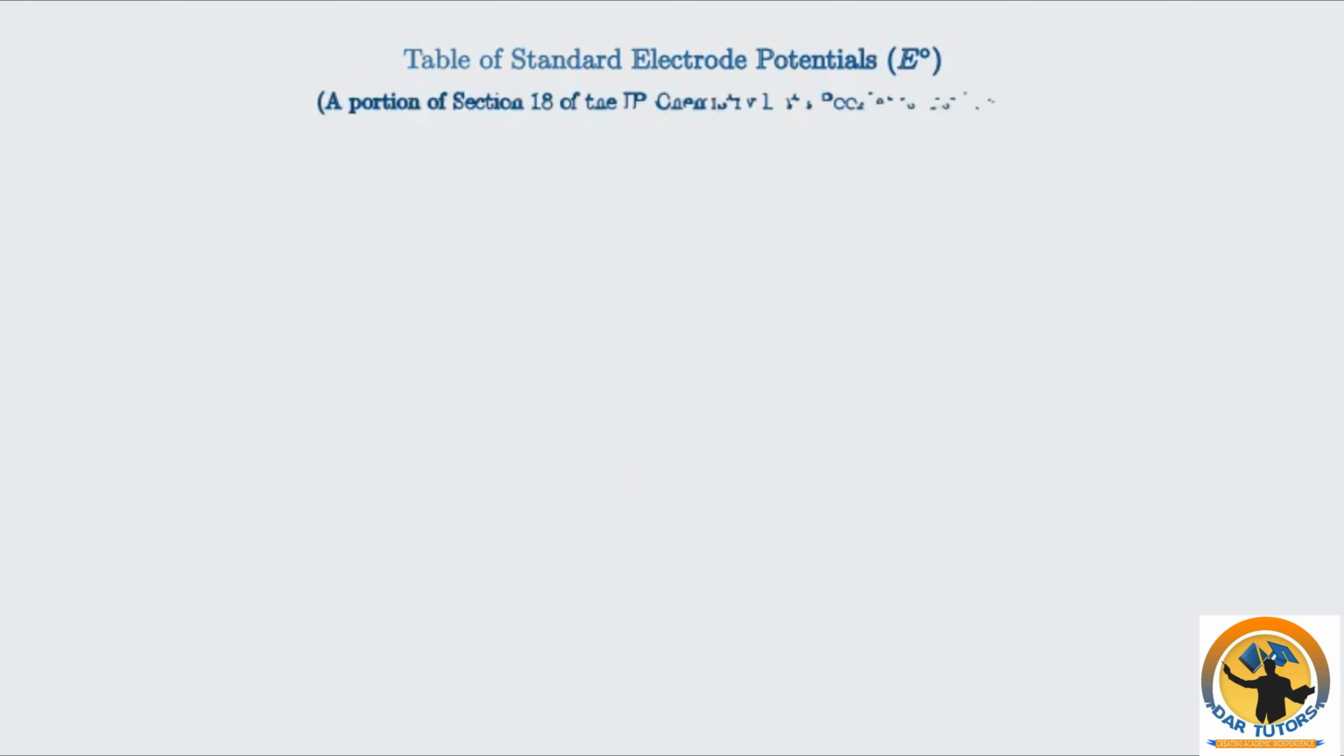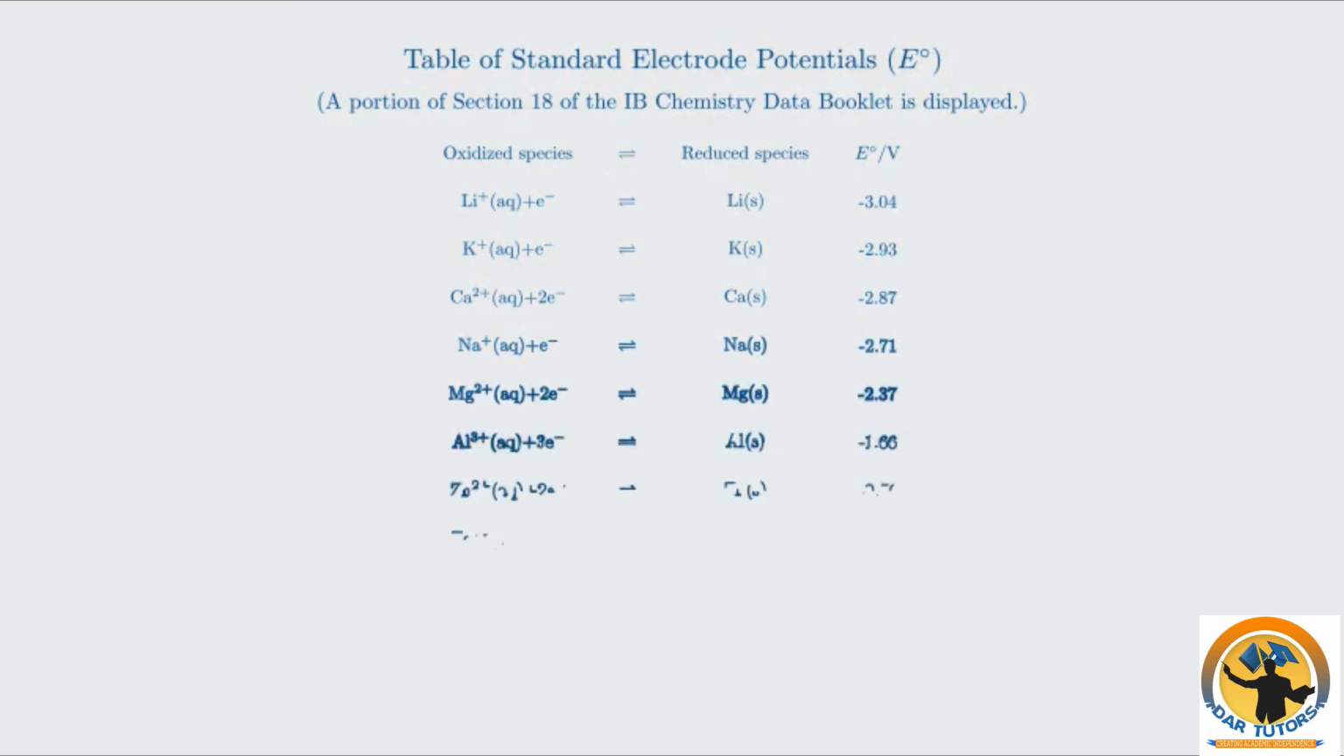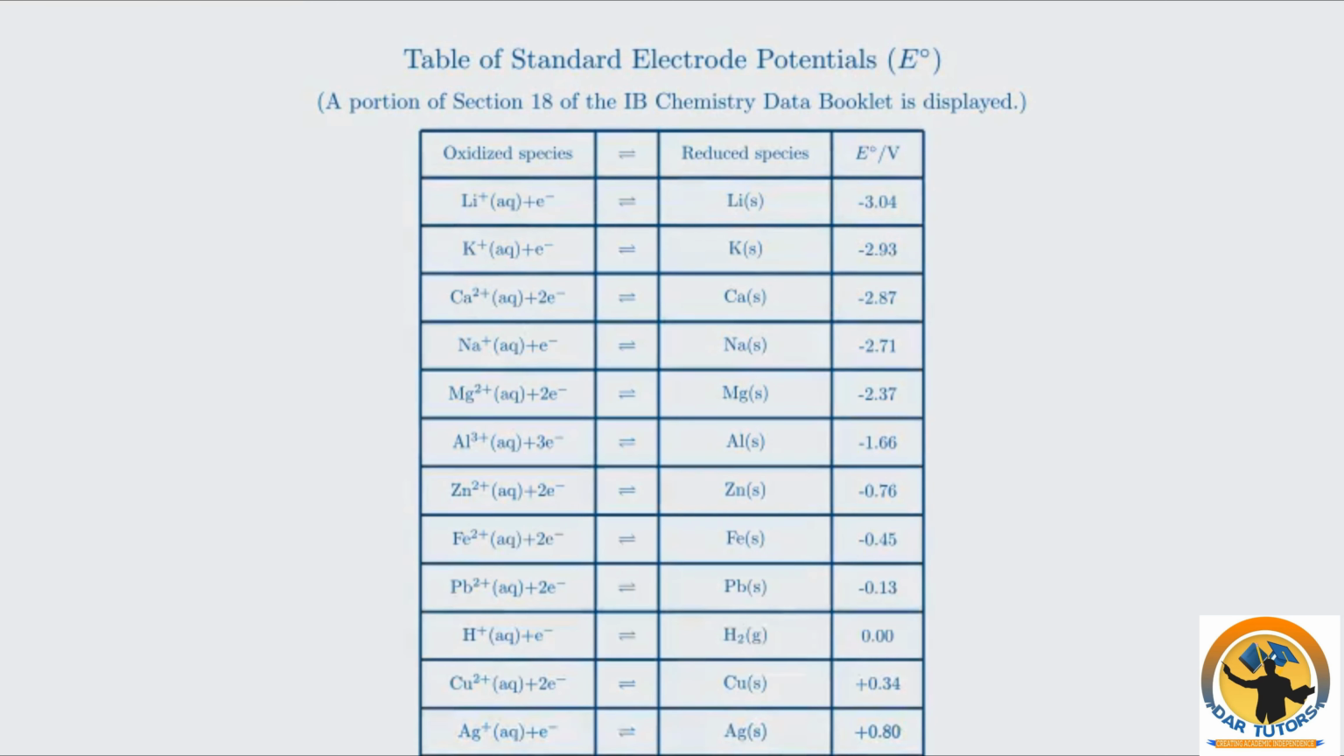Here is a table of standard electrode potentials, often found in your IB chemistry data booklet. Notice that all reactions are written as reductions, that is, a species gaining electrons. By convention, the more positive the E naught value, the greater the oxidizing strength of the species on the left side of the equation. Conversely, the more negative the E naught value, the greater the reducing strength of the species on the right side.